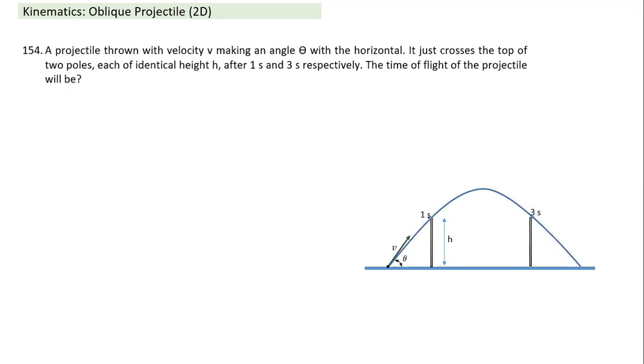So at 1 second it crosses the first pole, and the other at time t equal to 3 seconds. Where is the time measured from? Time is measured from the instant it is projected. Okay, so what is the time of flight of the projectile from this information? Can we easily figure out the time of flight? Advait, can you find the time of flight here? What does time of flight mean? The time it takes from the point where it is projected to the point where it lands. So we need to find at what time it will land here.